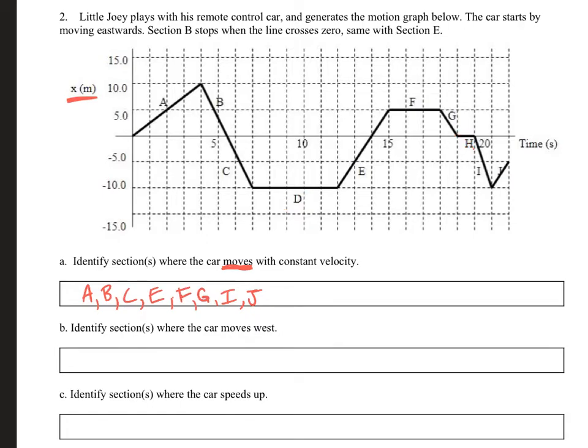So how do I know when the car is moving west? Well, west for us is going to be a negative direction. On a position graph, the direction of the slope tells me which way it's moving. So any positively sloped sections are moving east. Any negatively sloped sections are moving west. So that would be for us B, C, G, and I.